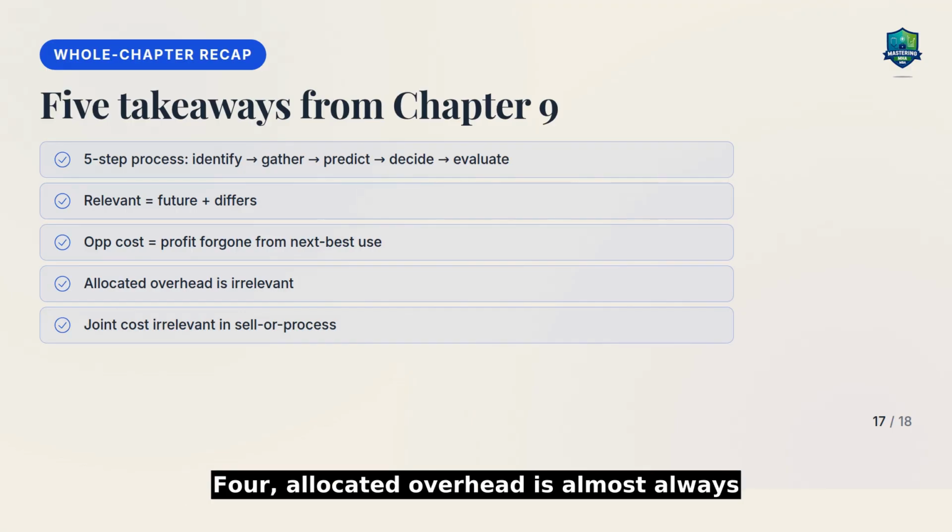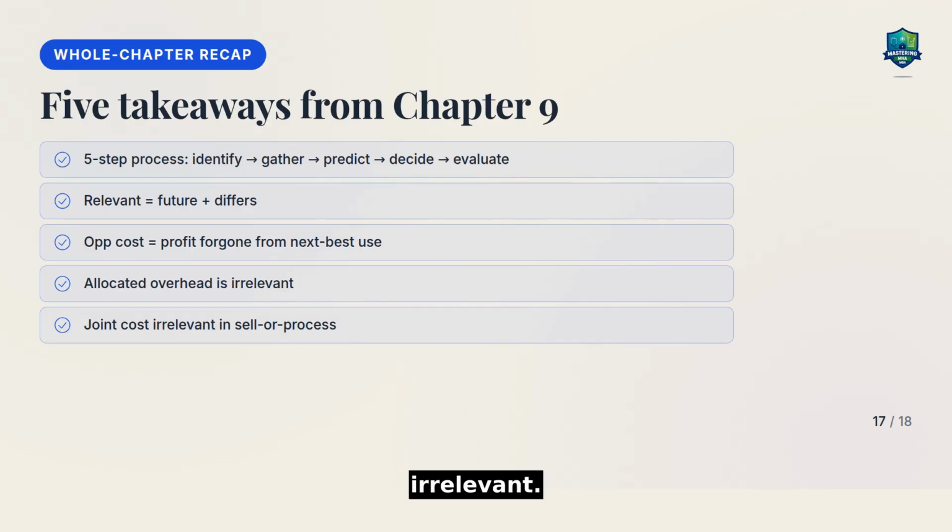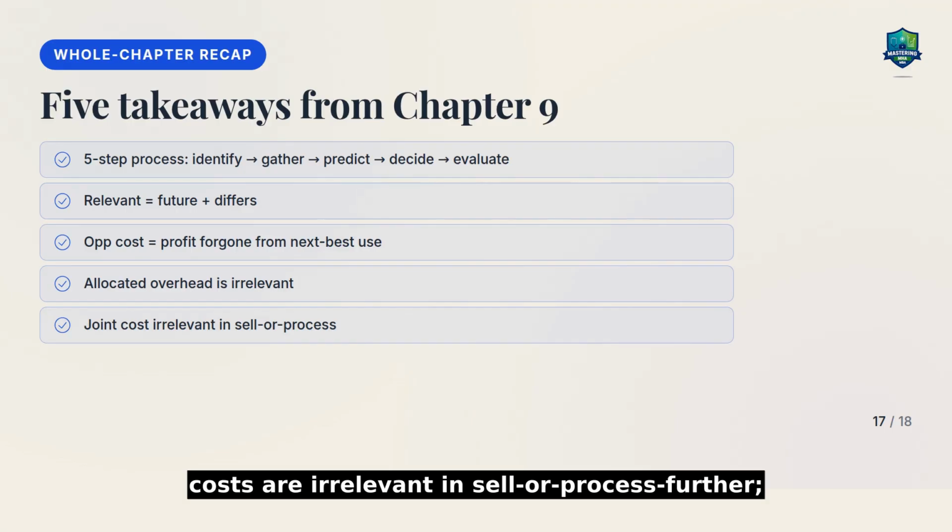4. Allocated overhead is almost always irrelevant. 5. Book value is sunk. Joint costs are irrelevant in sell or process further. Performance evaluation must align with the decision model, or managers will optimize the wrong thing.